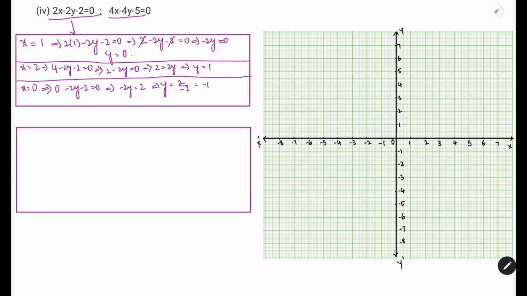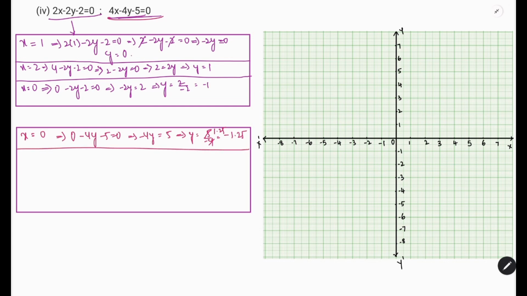Okay, in the second equation, if x equal to 0, so 4 into 0 is 0, minus 4y minus 5 equal to 0. So minus 4y equal to 5. So y equal to 5 by minus 4. It is minus 1.25. Okay, it is minus 1.25.